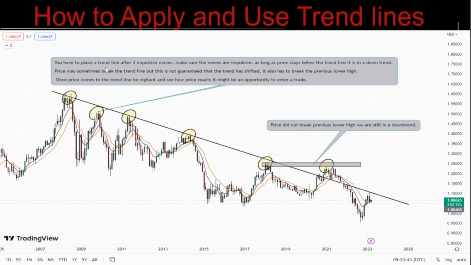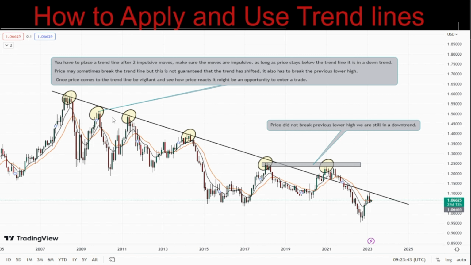So you have to place a trend line after two impulsive moves. Make sure the moves are impulsive. So here, as you can see, we have one impulsive move. This is considered an impulsive move, then followed by another impulsive move. So impulsive move, retracement, impulsive move. So from here, you can plot your trend line.